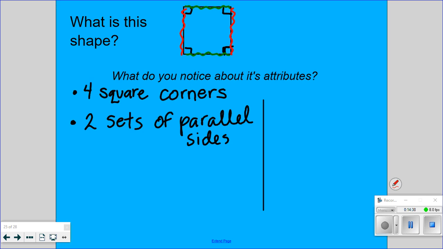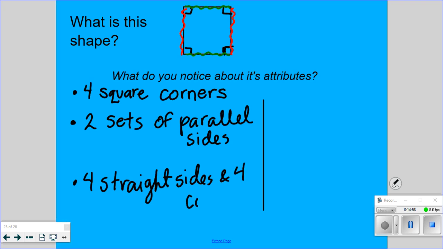Harper, what else do you notice? That is a quadrilateral. It is. What does that mean? It means 4 straight sides and 4 corners. So we've got 4 straight sides and 4 corners.